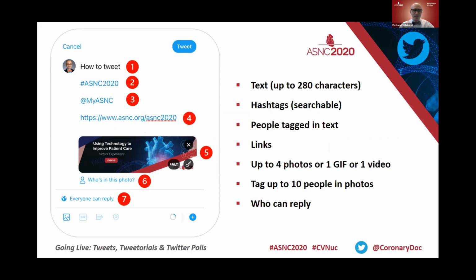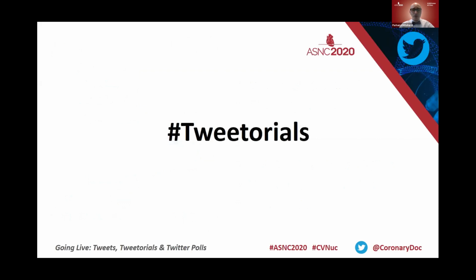And then you can add links. You can have up to 4 photos or one video. And interestingly, you can tag up to 10 people in the photos, and save some space in your tweet by tagging the people in your photo instead of in your text. And now as a new option, you can also determine who can reply to your tweet. So this is basically how you put a tweet together. And as my colleagues showed you, you just click on tweet and boom, you're online. So now you know how to tweet.